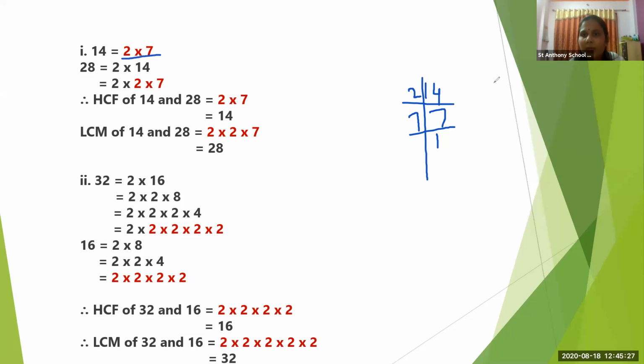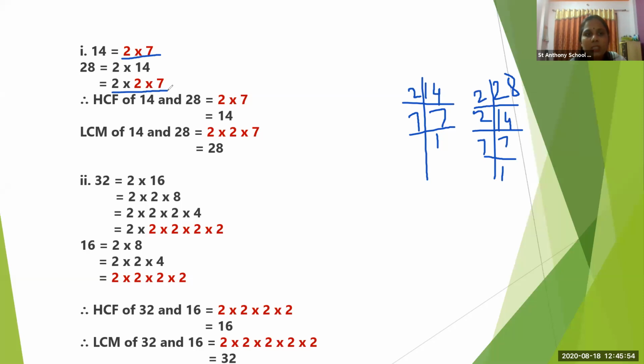Then we will take the factors of 28. Okay, so here 28 के लिए हमको कौन से factor लगेंगे? Then 28 divided by 2, 2 1s are 2, 2 4s are 8. Again 2 7s are 14. Again 7 1s are 7. Correct. Now what are the factors of 28? 2 into 2 into 7.